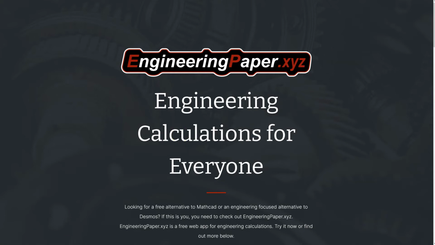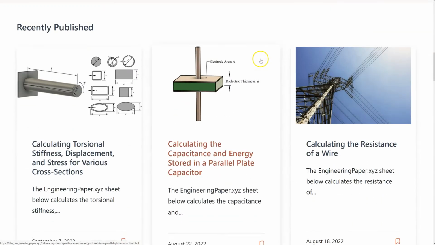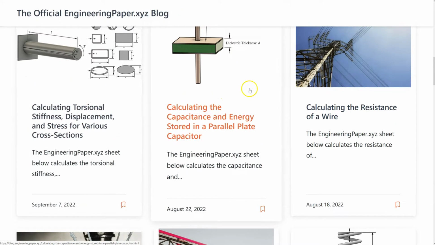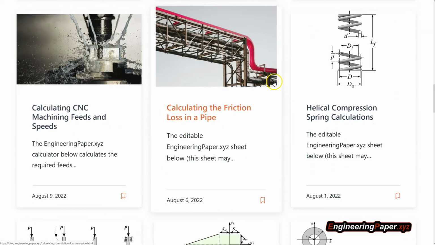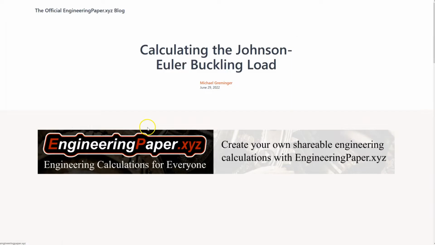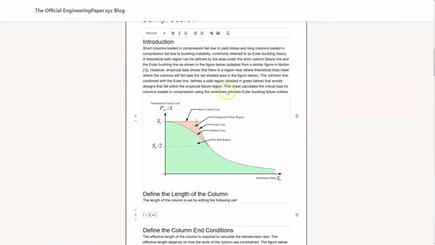Welcome to EngineeringPaper.xyz, a new way to create and share engineering calculations that's free to use and runs in your web browser. To see what it can do, you can take a look at the official EngineeringPaper.xyz blog. It has numerous examples of calculations showing the things that can be done, from calculating capacitance, torsion, electrical resistance, friction and fluid flow. Here we can look at a buckling example, and here we can see the features of EngineeringPaper.xyz.